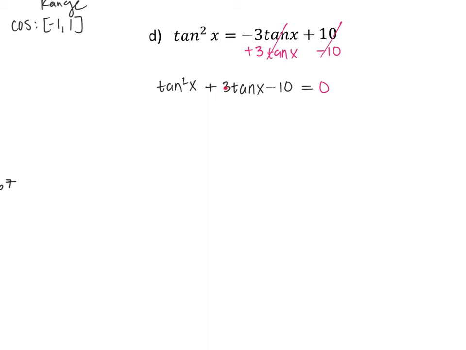So now that I have a trinomial, I'm going to try to factor. So two numbers that multiply to give me 10 are 2 and 5, and they might help me add to give me 3 that I have in the middle.